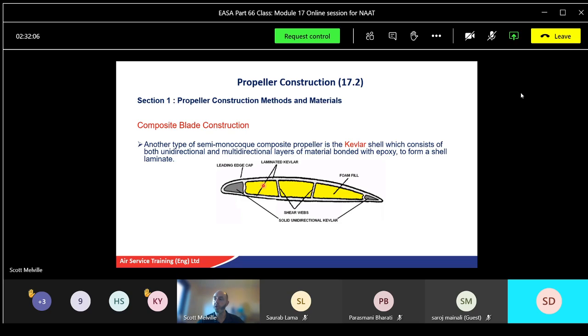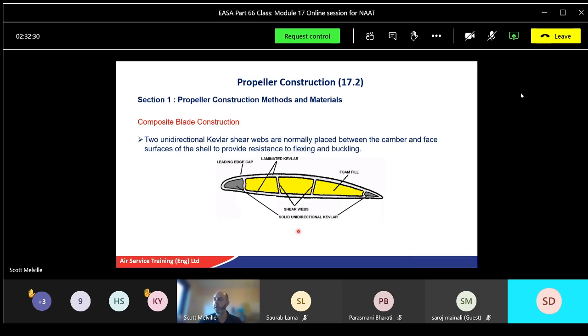So we've got lots of space in there. But again, you have a solid Kevlar at the leading edge and at the tip, just for a bit of strength. We don't need it in here. We can use the lightweight foam that takes up the gaps, which is all nice and good. Leading and trailing edges are again usually reinforced with solid unidirectional Kevlar. So a lot stronger, a lot lighter, a lot more durable.